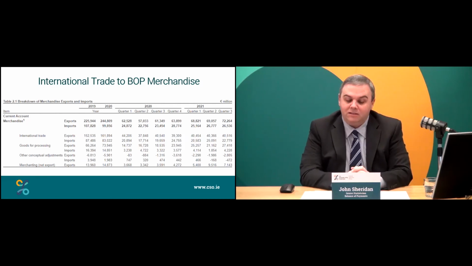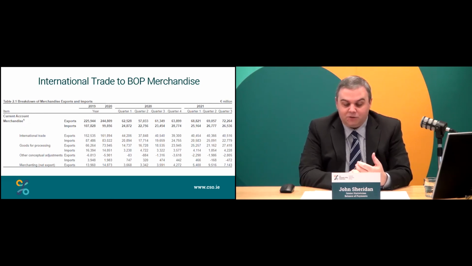Examining how this breaks out into international trade, goods for processing and other, we can see that the international trade exports are up very slightly quarter on quarter, up 150 million, and are down very slightly year on year, down 24 million. While our goods for processing exports are up strongly compared to last quarter and also compared to last year. Our merchanting is down compared to last quarter, but is still increased compared to last year.